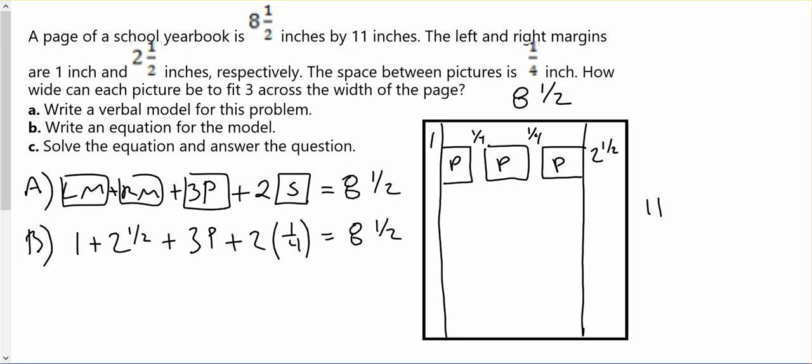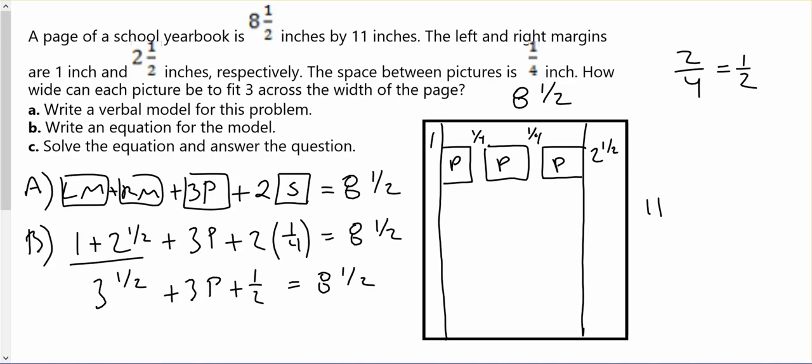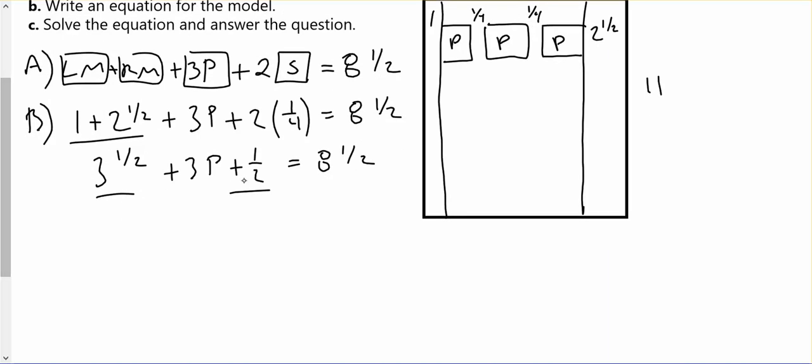So we're going to combine some like terms. We'll say 1 and 2.5 makes 3 and 1/2 plus 3p plus 2 times 1/4. Well, 2 times 1/4 would make 2/4, which simplifies to 1/2. So plus 1/2. And that equals 8 and 1/2. So now we can combine our like terms again. 3.5 and 1/2 makes 4. So 4 plus 3p equals 8 and 1/2.